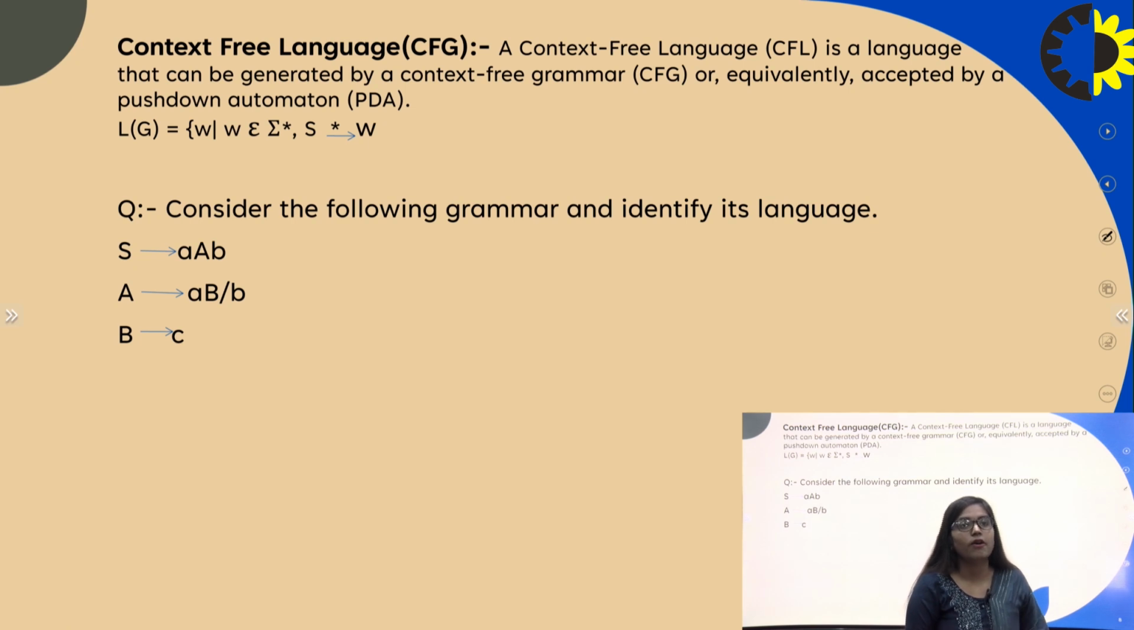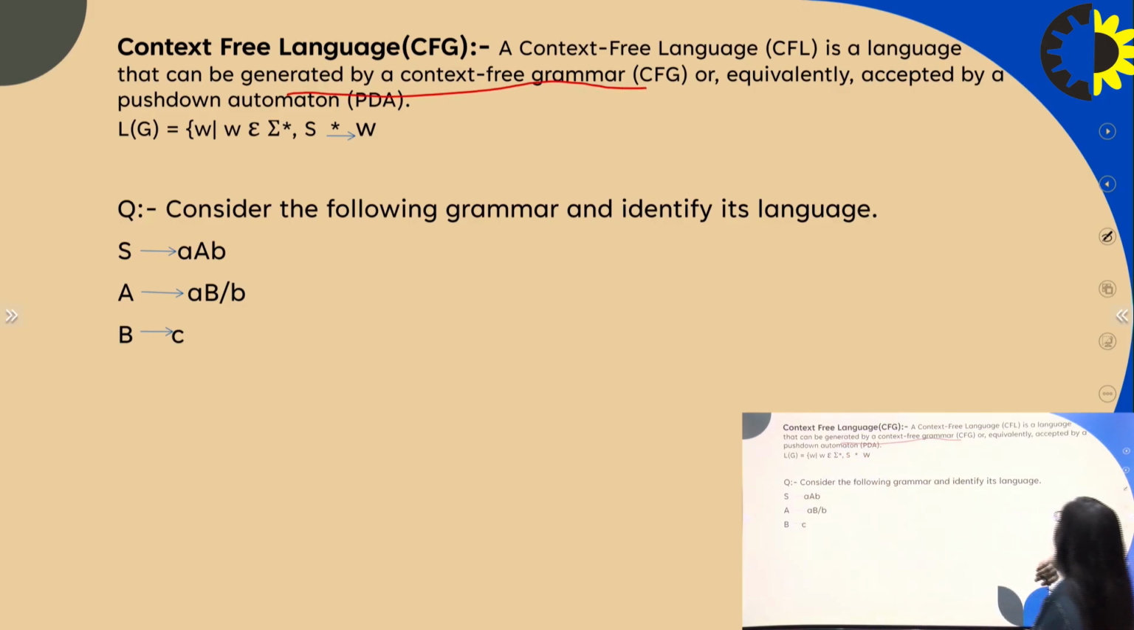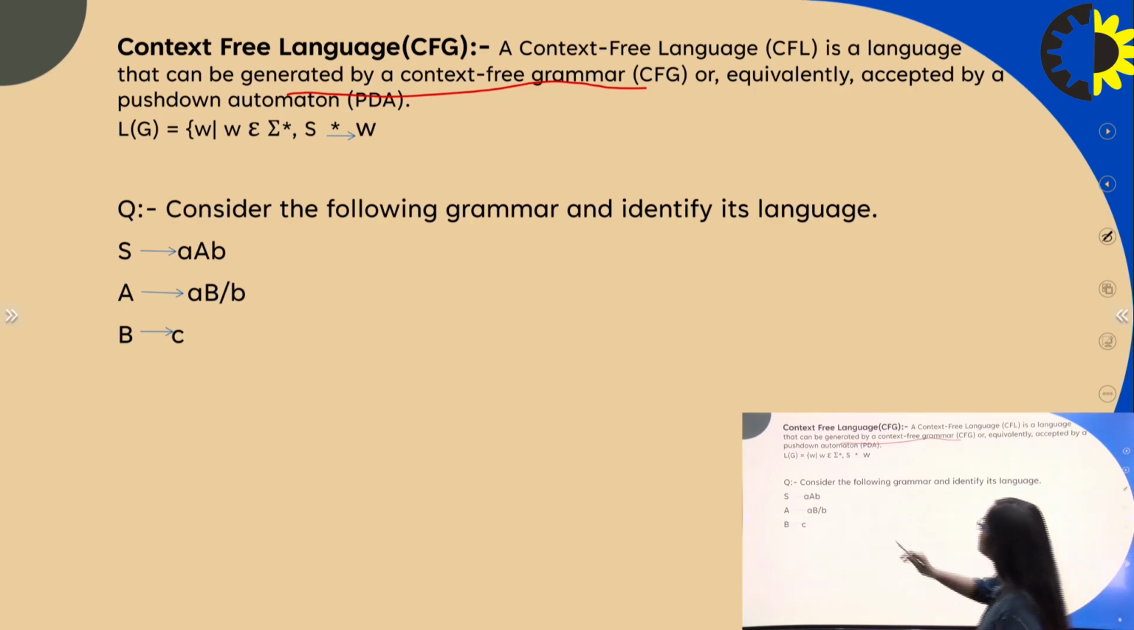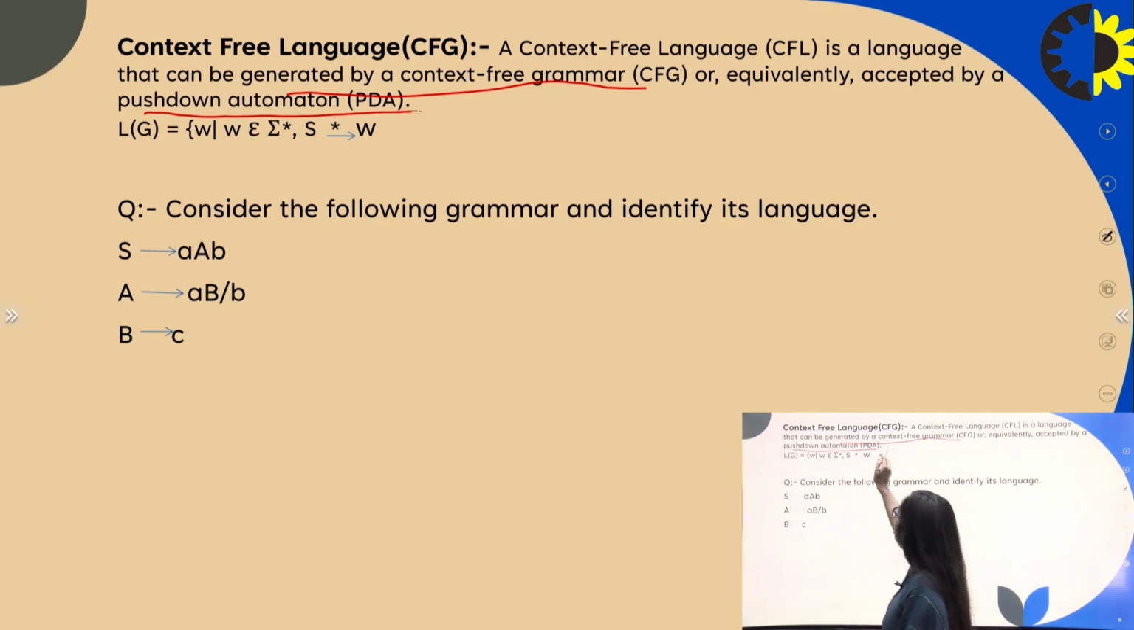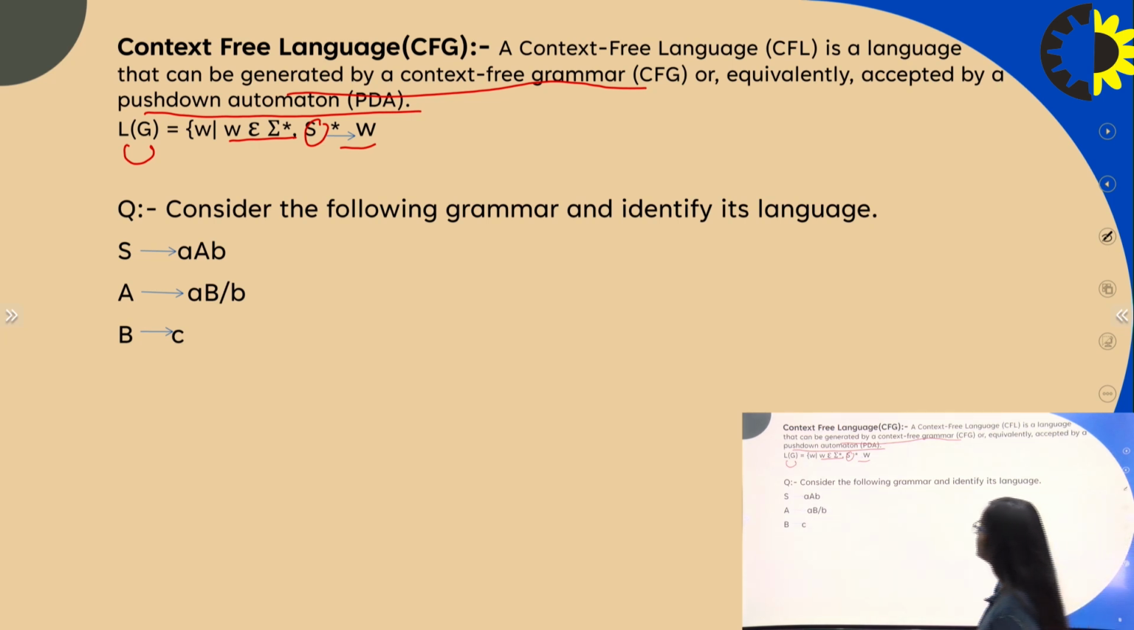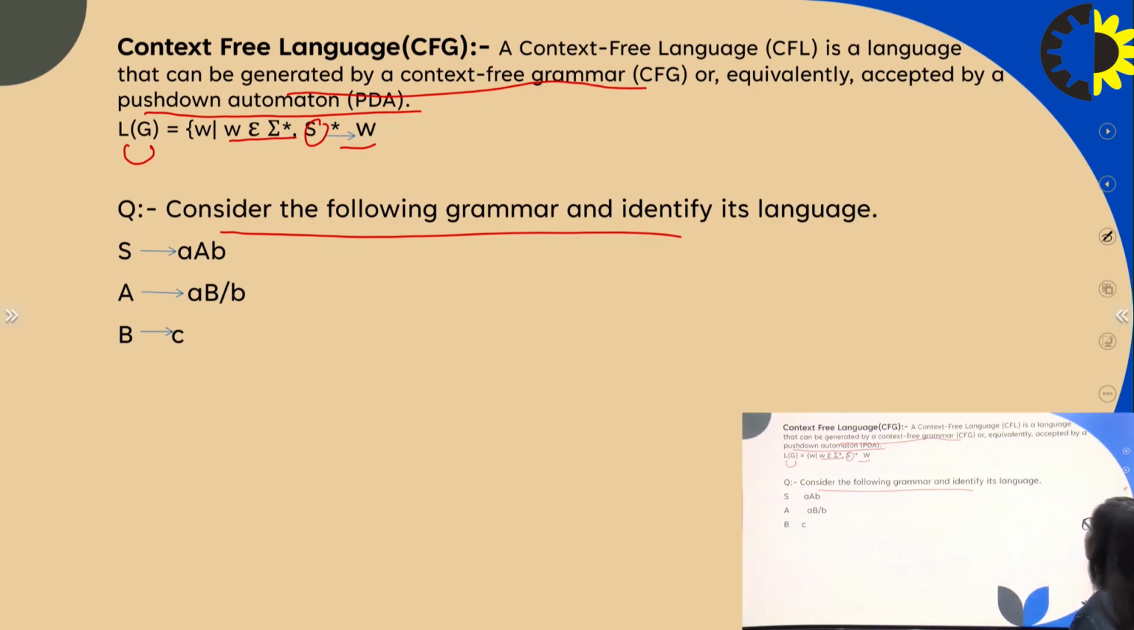Context-free language. A context-free language is a language that can be generated by a context-free grammar, or equivalently accepted by a pushdown automaton. A language is defined by a grammar where all strings w belong to the terminal symbols. S represents the start symbol, from which all strings are derived. This is an example of a grammar. Consider the following grammar and identify its language.